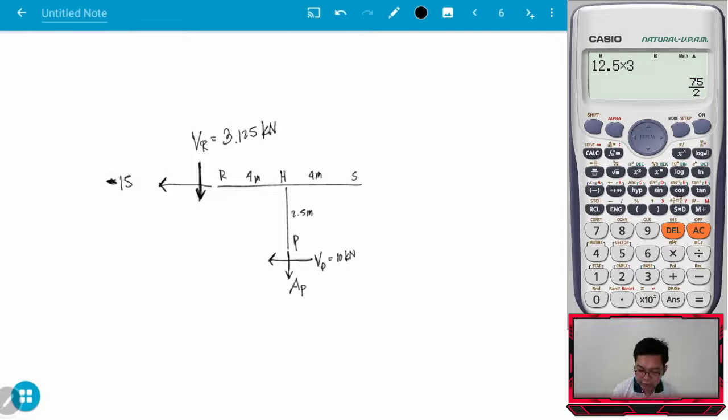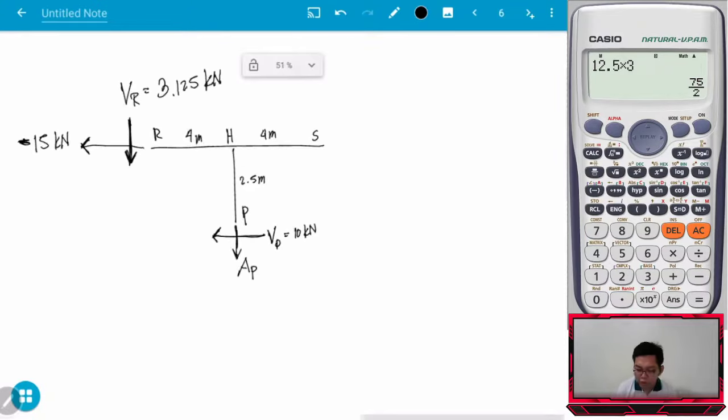Negative 15, okay? So, kilonewton. Lalagyan natin dyan. So, I think pwede na natin i-solve yung AP, guys. Di ba? Pwede na natin i-solve yung AP. So, to solve for AP, guys, by the way, lalagyan ko na lang dito. Again, assumption ko to, ha?